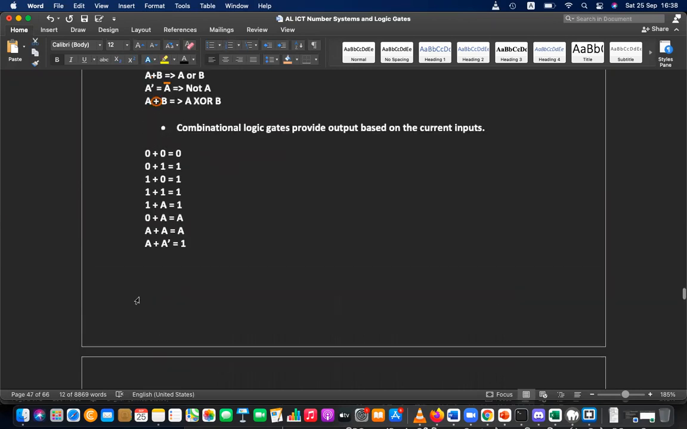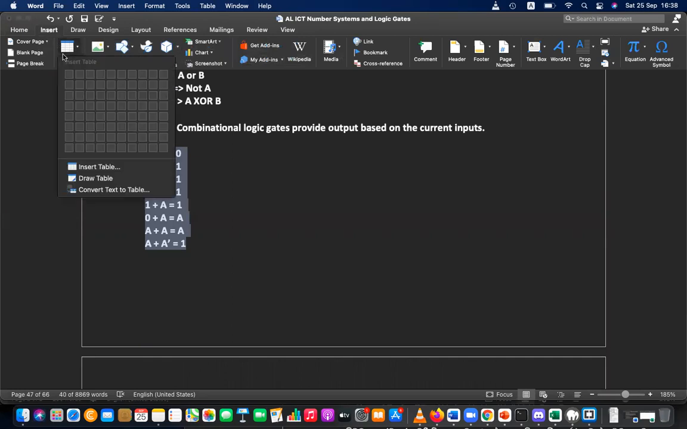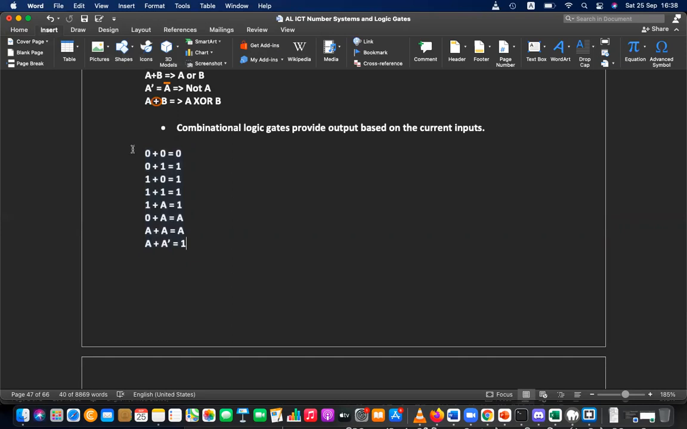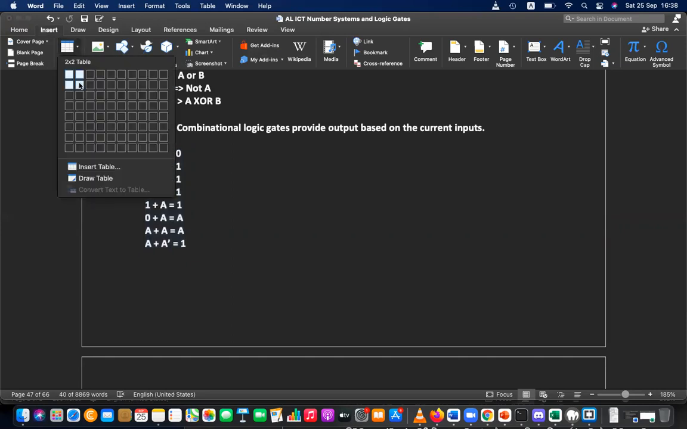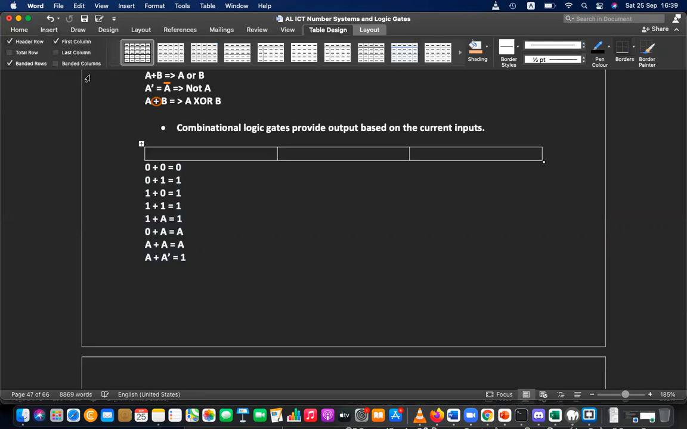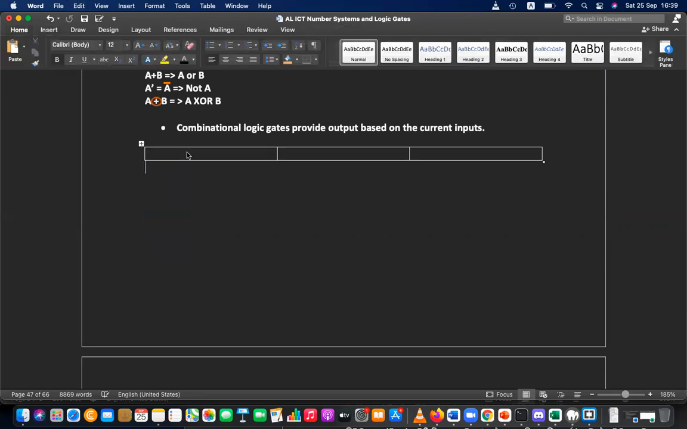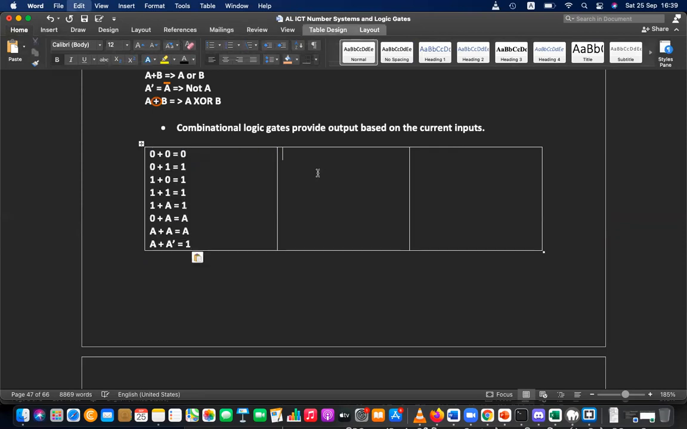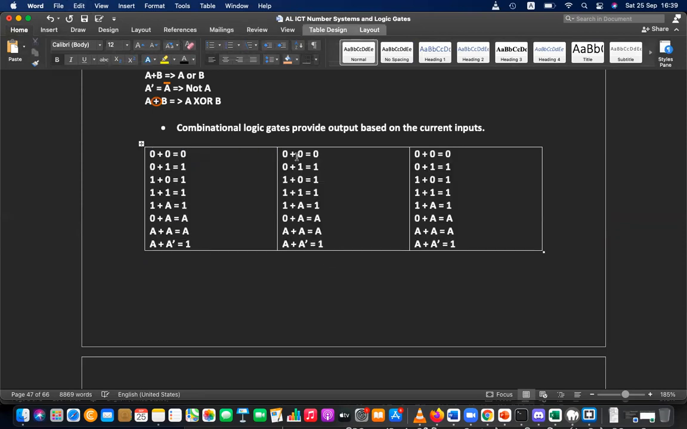Right? So let's add this to a table. Insert, I need 3 columns. Let's add it here. The first part is this one, then AND gate and then XOR gate. In the AND gate, what will be the behavior? Let's replace with the AND gate.